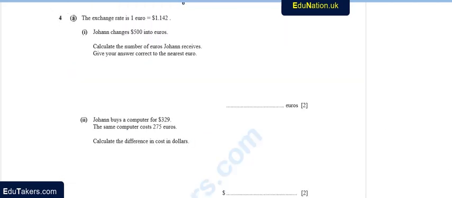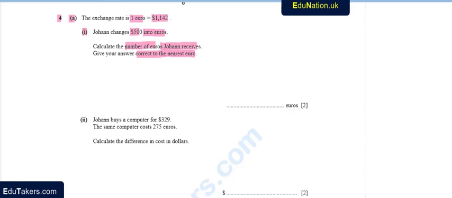Next is question number 4, part A. The exchange rate is €1 equals $1.142. Part i: Johan changes $500 into euros. Calculate the number of euros Johan receives and give your answer correct to the nearest euro.